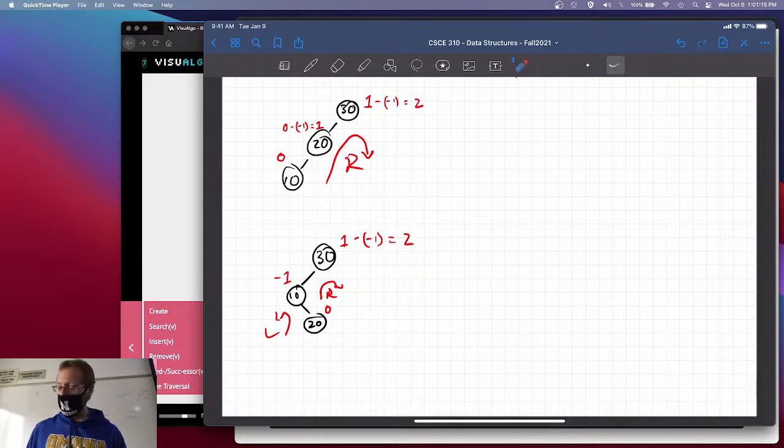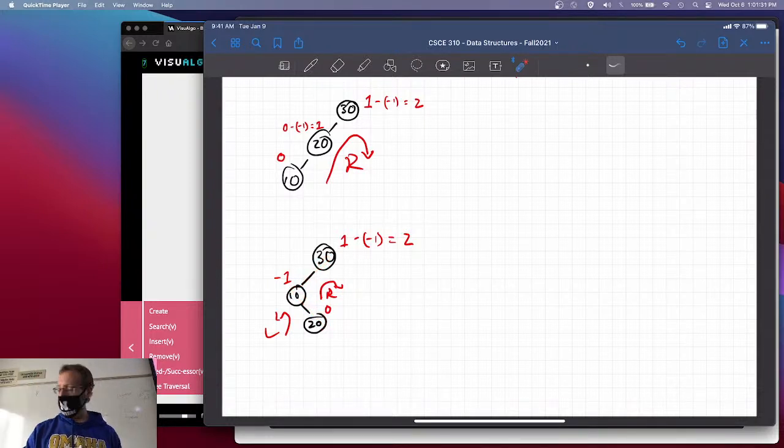For the second one, for this one, you need to do a left-right rotation, because it is unbalanced to the left, and then it's slightly unbalanced to the right. So it's the difference in signs. It's all the signs, exactly.